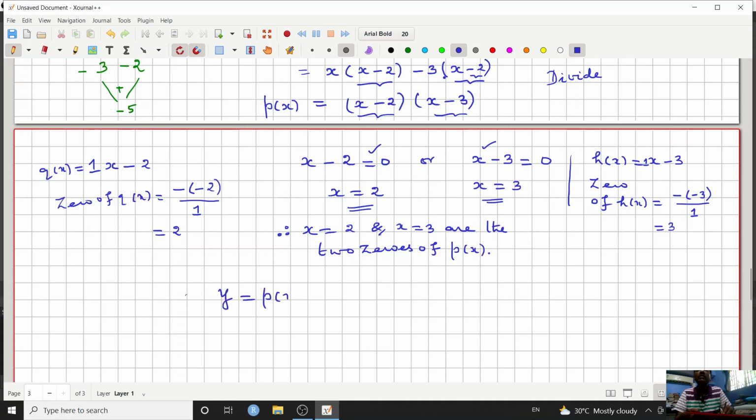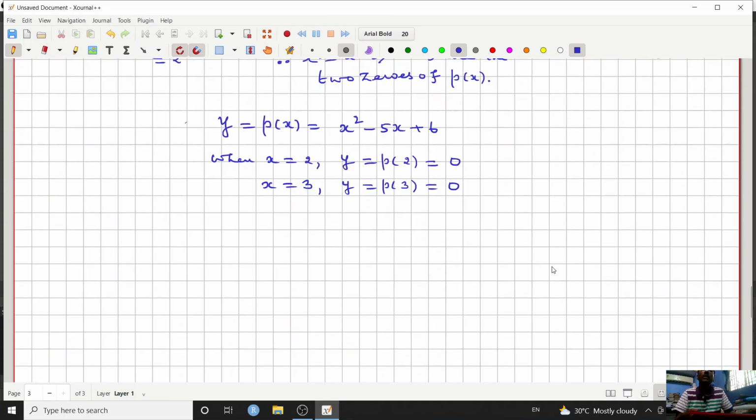y is equal to p of x is equal to x square minus 5x plus 6, and when you substitute x is equal to 2, y is equal to p of 2 is going to be 0, and when x is equal to 3, then y is equal to p of 3, and that is going to be 0. What does it mean, 0? So what is the meaning of a 0 of the polynomial? That's what we are going to answer.